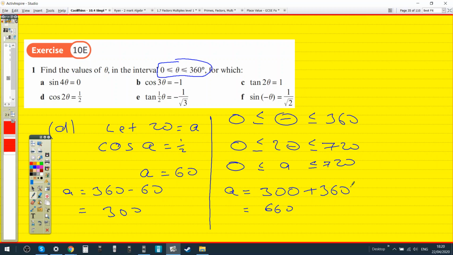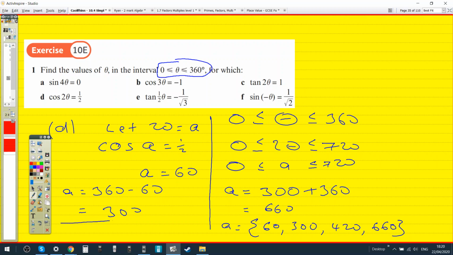Oh, add 360 to 60. That's it. So that's 420. So A equals, sorry about these jackanapes, A equals 60, 300. What was that one? 420? Yeah. And 660. Is that full marks? No. Now we change it back. Yep.